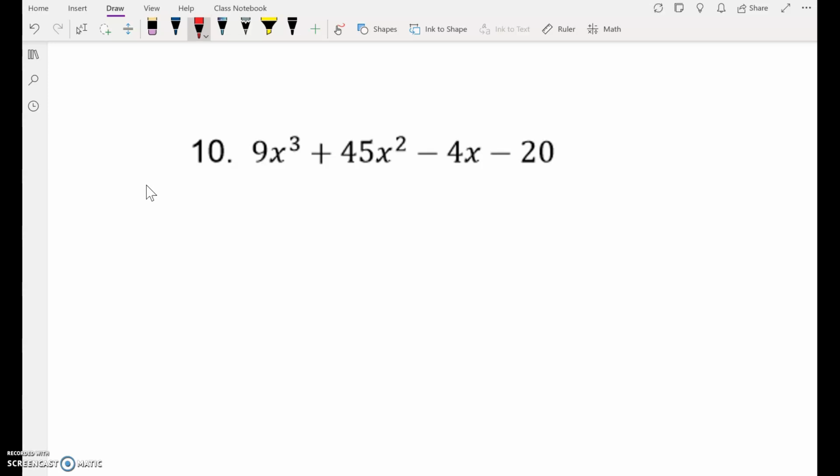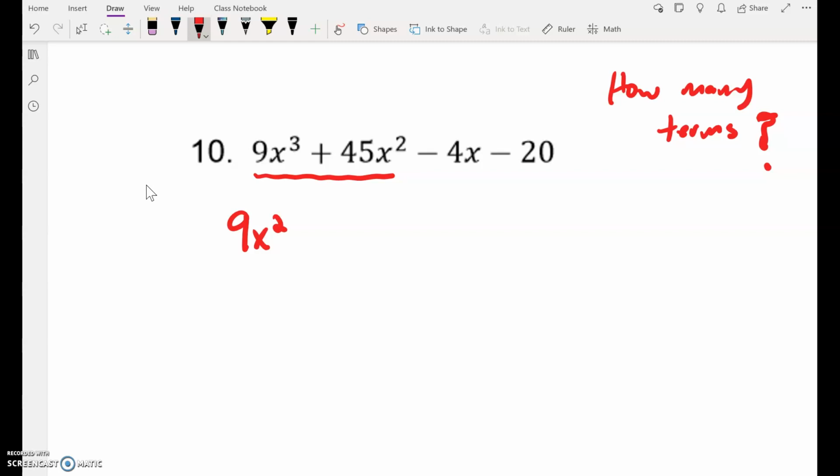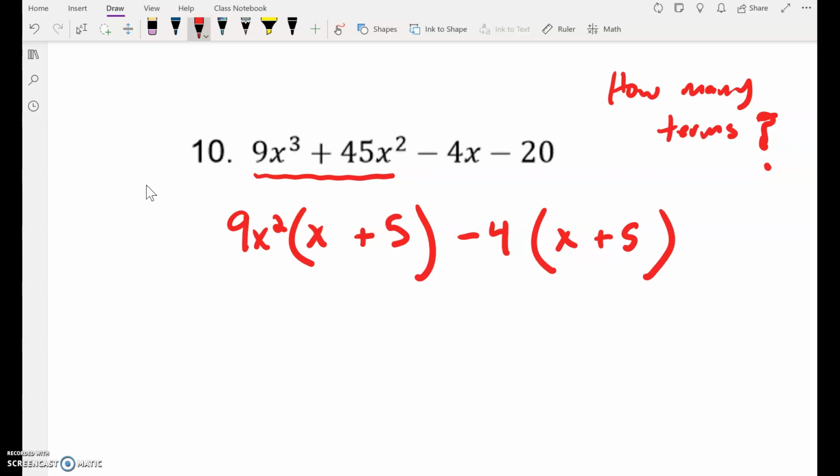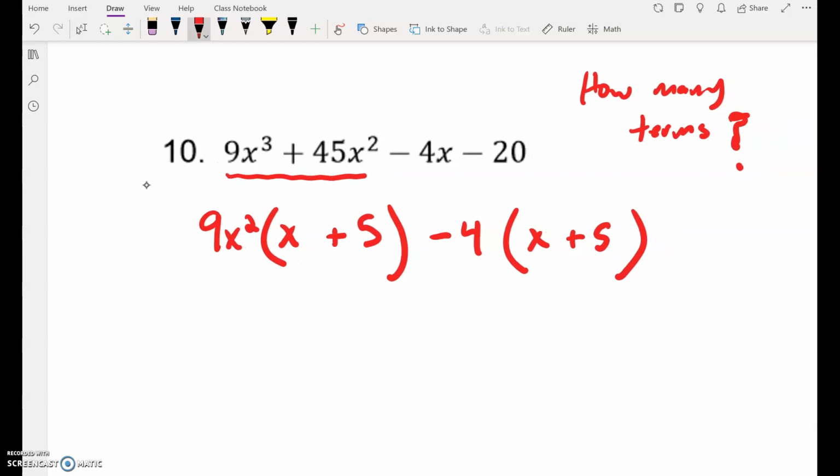So then we ask ourselves, how many terms? This is 4, so we know grouping. So we're going to look to pull out a GCF here, which they share a 9 and they share 2 x's. And then what's left behind? 9x squared times x gives me 9x cubed, and 9x squared times 5 gives me 45x squared. And then over here, if we pull out a minus 4, we have then an x plus 5. So boom, we are ready for grouping. It worked, x plus 5, x plus 5.